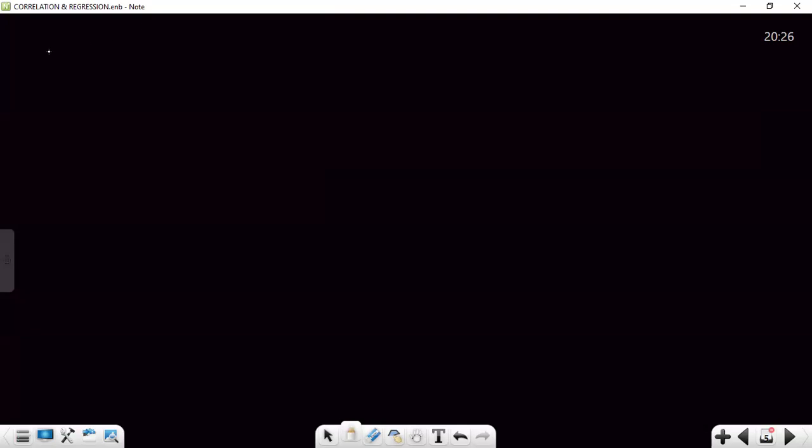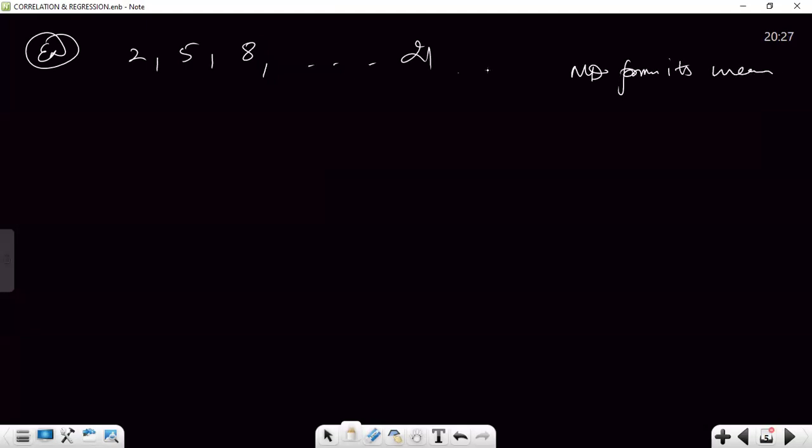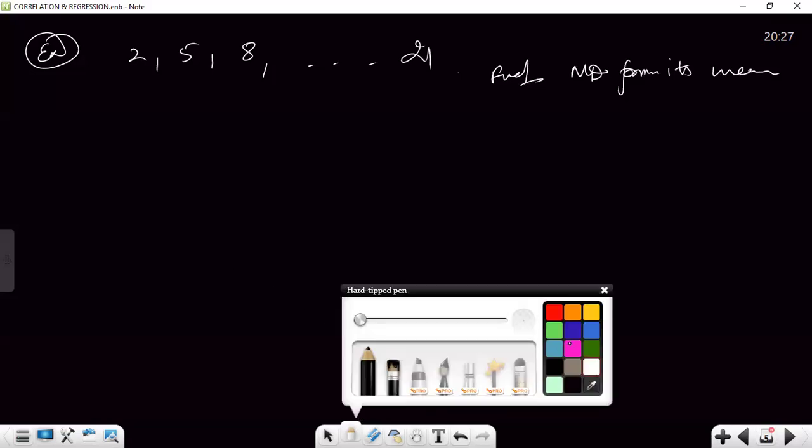So there is an AP: 2, 5, 8, till 21. This is an AP. We have to find the mean deviation of the AP from its mean. This is the question.